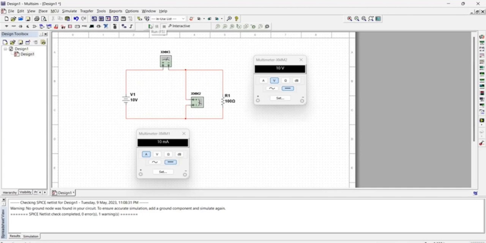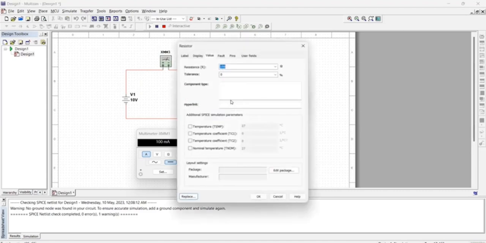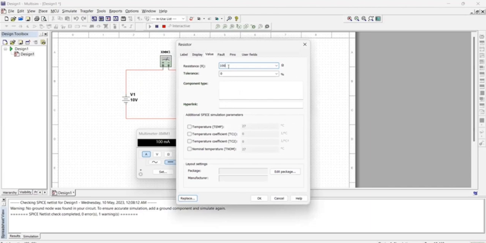Then we run the simulation. So here is the voltage, 10 volts, and here is 100. So the value for ampere is 100. And next is the value of resistance, 150.